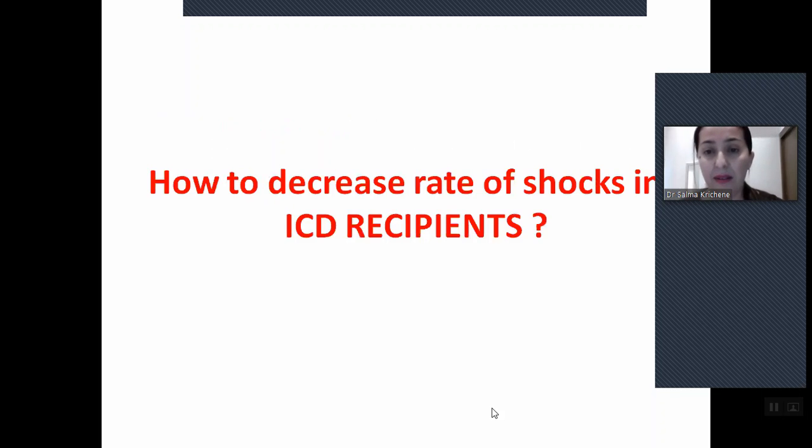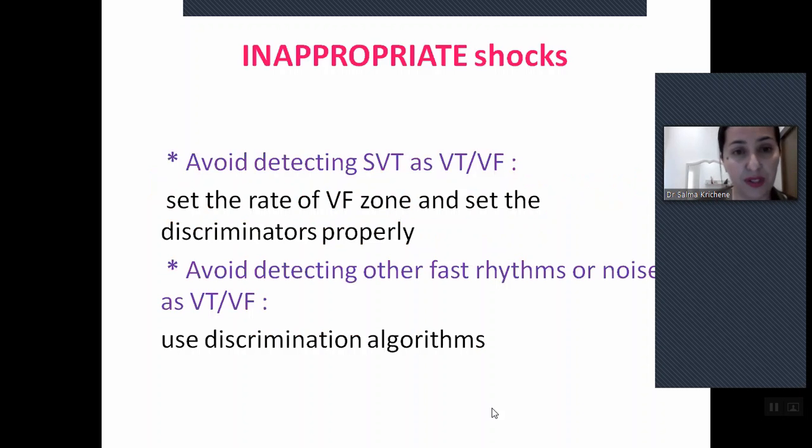How to decrease the rate of shocks? For inappropriate shocks, we must avoid detecting supraventricular tachycardia as ventricular arrhythmia. So we must set the rate of the ventricular fibrillation zone and set the discriminators properly. And we must avoid detecting other fast rhythms or noise as ventricular tachycardia by using discrimination algorithms.